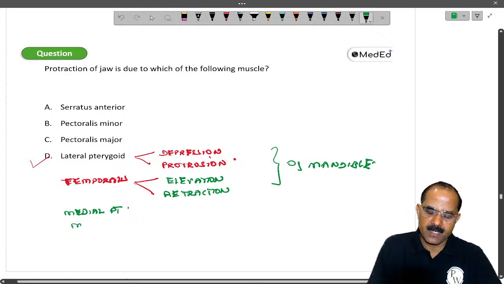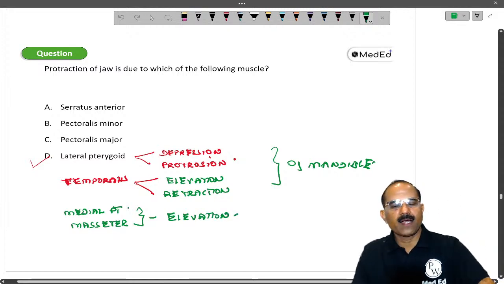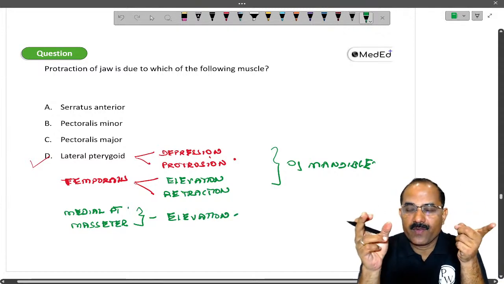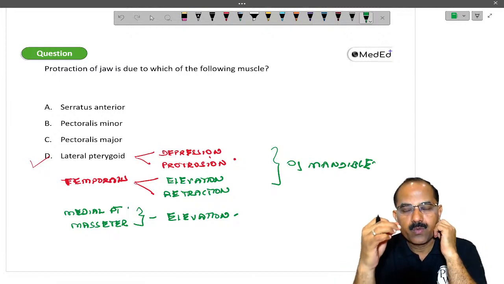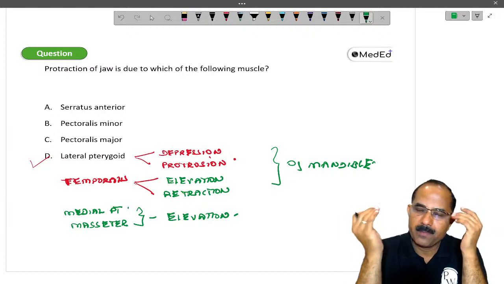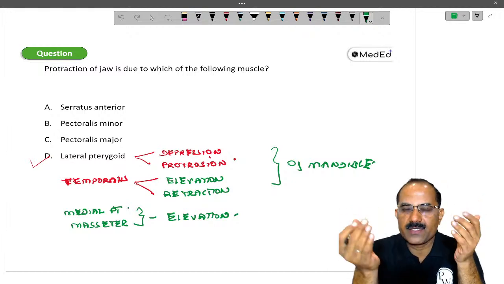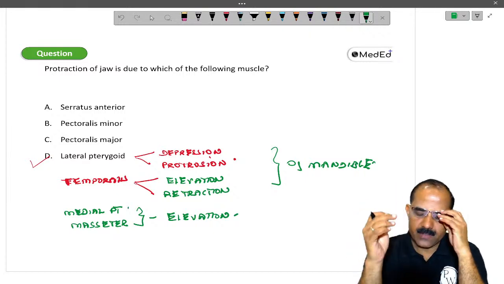Which is the best? Masseter. What is its action? Elevation. Okay, remember this. What is the action of lateral pterygoid? It's depression of the mandible and protrusion of the mandible. What is the action of temporalis? It is elevation and retraction. And medial pterygoid and masseter do what? Elevation of the mandible. Yes, these are all muscles of mastication, children.